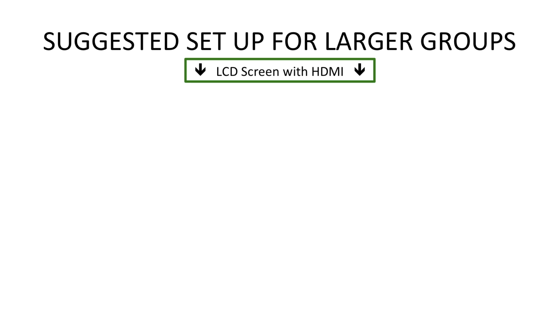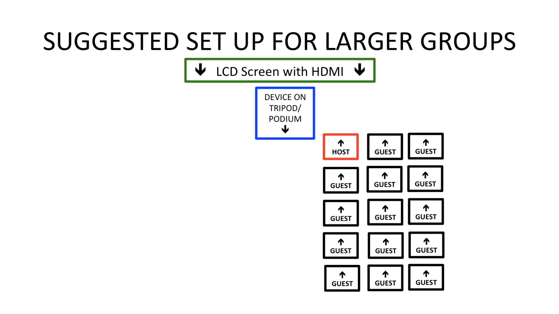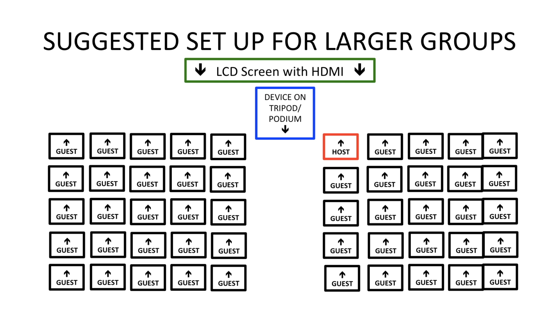For larger groups, put the screen in front of the room, with the device or computer on a tripod or a podium at the front, and the host sitting slightly to the right with guests on both sides and an aisle in the middle. If guests had a question, they could approach the podium and ask it. The speaker would be able to see that guest and hear them and respond, and everybody would be able to hear.